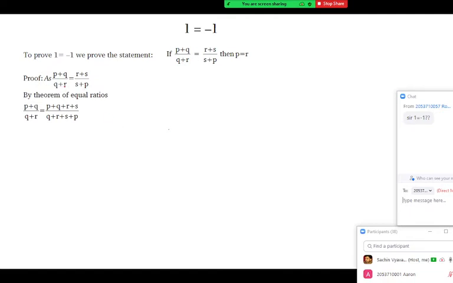Say (P plus Q) upon (Q plus R) is equal to (R plus S) upon (S plus P). Then by the theorem of equal ratio, we are taking the sum of the numerators divided by the sum of the denominators. So each ratio is equal to that. Now you will observe the numerator and denominator are the same thing, so they cancel each other. If they cancel, then we are left with (P plus Q) upon (Q plus R) is equal to 1.